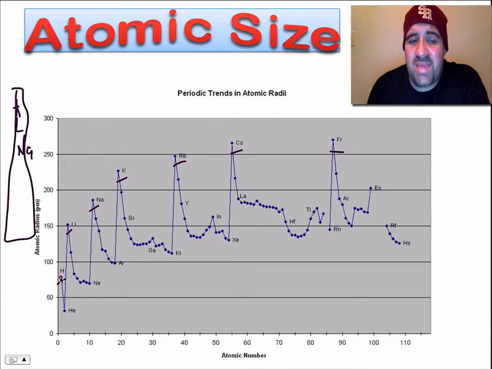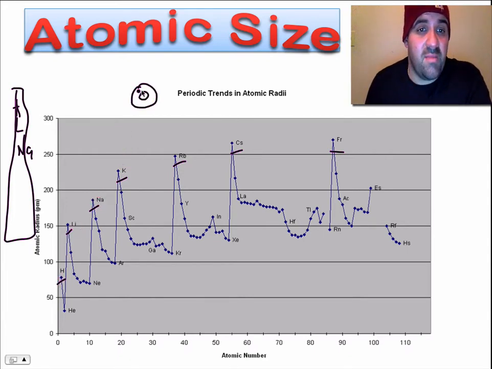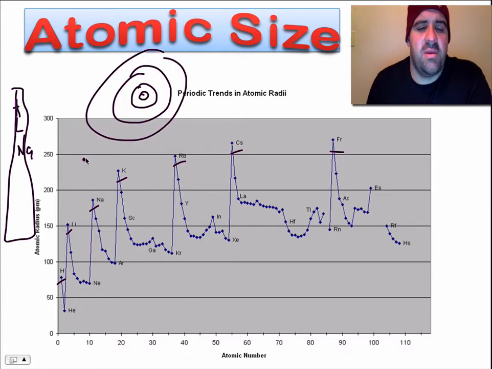And what happens to size as you go down the periodic table? It gets bigger because there's more and more energy levels with each jump. What happens as you go across the periodic table? Lithium to beryllium to boron to carbon to nitrogen, oxygen to fluorine to neon. As you go across the periodic table, atoms are getting smaller and smaller and smaller.